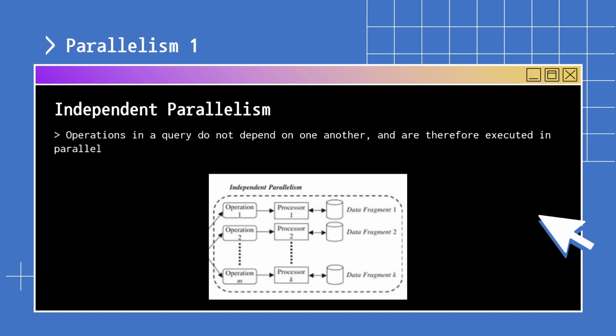So for example, in this diagram over here, you can see that operation 1 has absolutely no relation with operation 2 and its constituents. So the data fragment here, the data fragment here, is not going to be related to operation 1 or 2 or vice versa. So processor 1 is in charge of operation 1, processor 2 is in charge of operation 2, and so on and so forth. So it's pretty simple to understand.